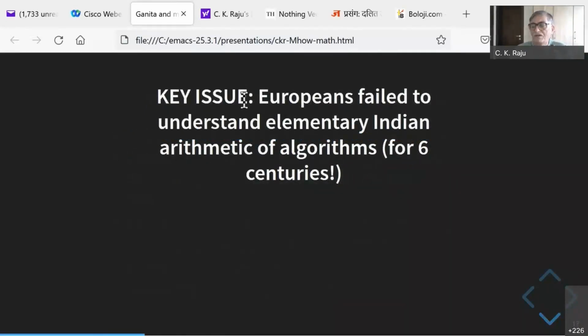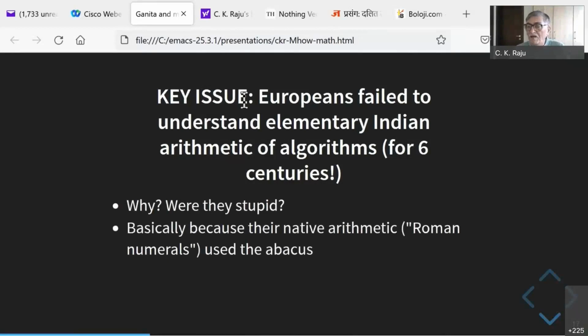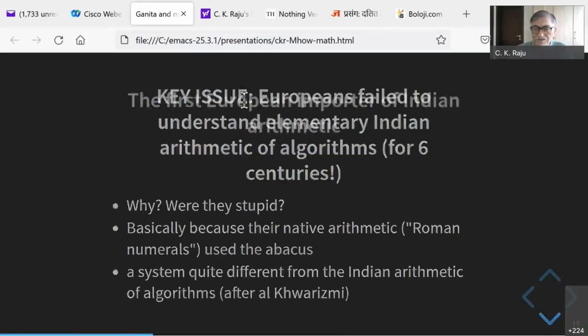Now, the key point I want to tell you, because today's topic is about relevance to modern technology. In that context, using the simple example of arithmetic, the key topic I want to explain is that Europeans failed to understand elementary Indian arithmetic of algorithms. They failed to understand it for six centuries. We are talking about addition, multiplication, division, square roots, etc. That's a critical issue. Why? Because their native arithmetic, which you call Roman numerals, was different. They used the abacus, and it's a completely different system.